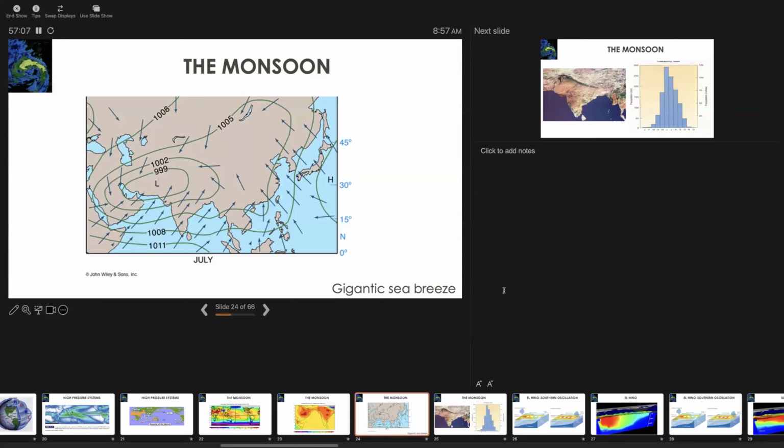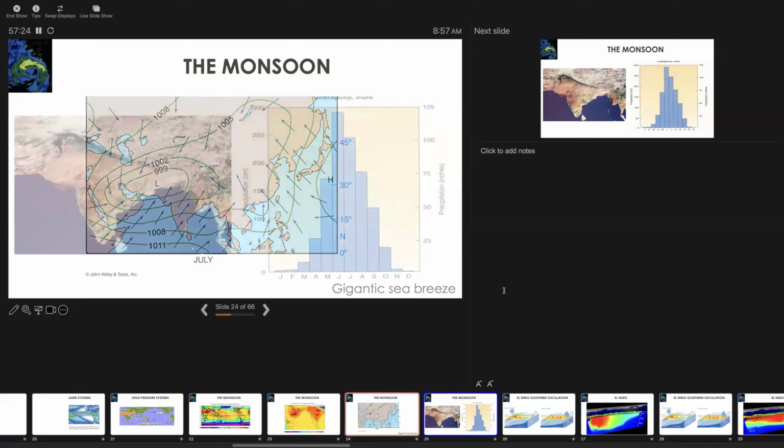It's a gigantic sea breeze. Remember the sea breeze, and we looked at that with Florida, right? The land heats up more quickly, and if the land heats up more quickly here, you've got relatively lower pressure, and the air then moves onshore. We looked at that with Florida. This is just on a vastly different scale.